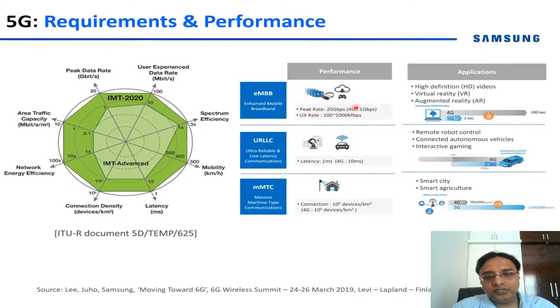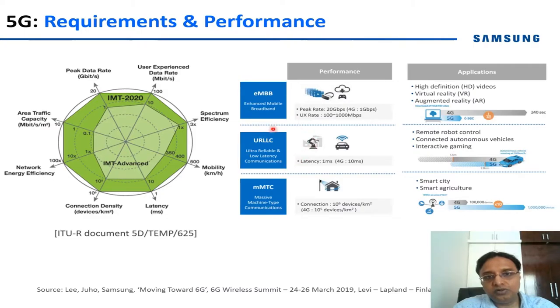So this is broadly to say that certain applications like high definition videos, virtual reality and augmented reality would be possible with 5G as the wireless communication media. So it's just an example to show that in case of 4G, while it takes 240 seconds to download an HD movie, in 5G it can be done in less than 6 seconds.